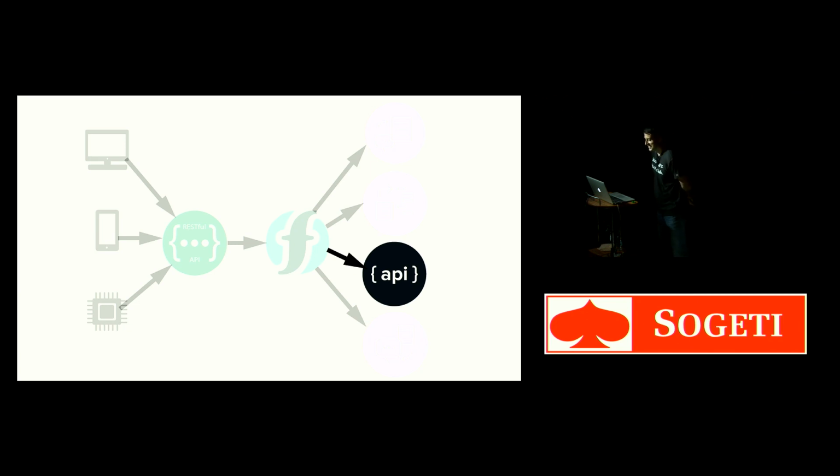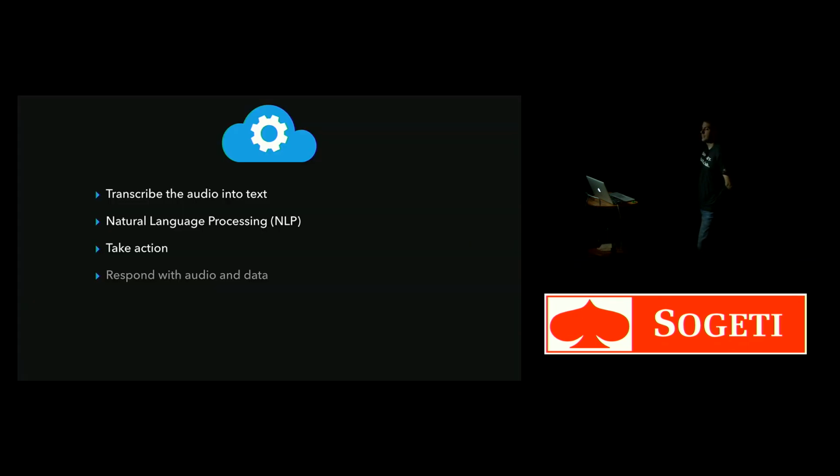Joking. So what we've done there is set up our API and interacted with it from our cloud function and return that data now. So we're getting there, right? Now we've got a lot of data, and now we just need to respond with audio and some other data, right?